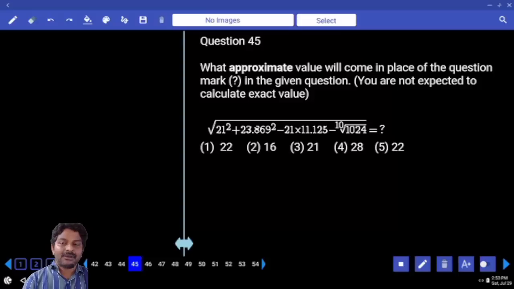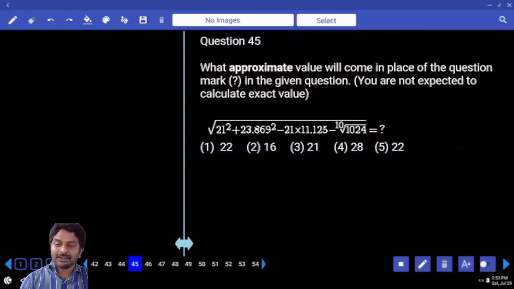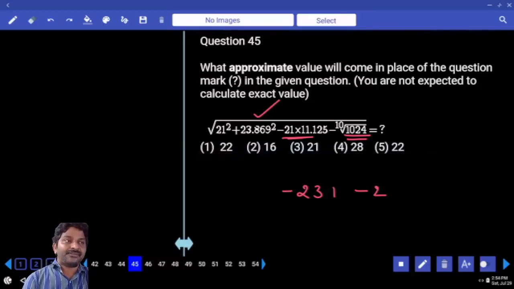Right, root in a root. First we need to complete this part. 10th root of 1024 can be written as 2 power 10 or 32 square. 2 power 10 and the 10th root both get cancelled. Negative number minus 2. 21 11 times, right? 21 10 times is 210, 1 time 21. 210 plus 21, 231. Positive or negative? Next positive number 24 square.